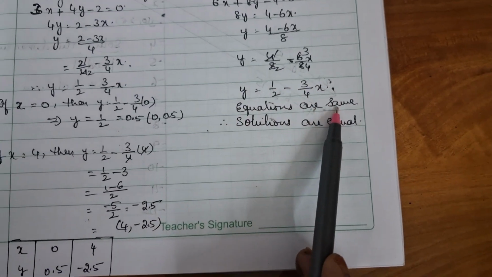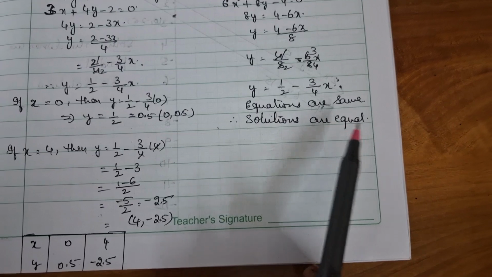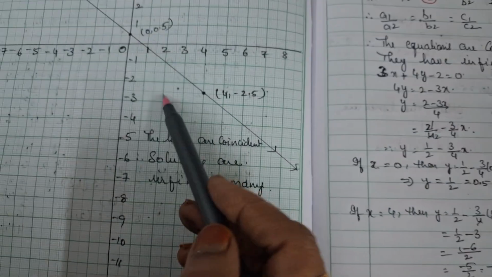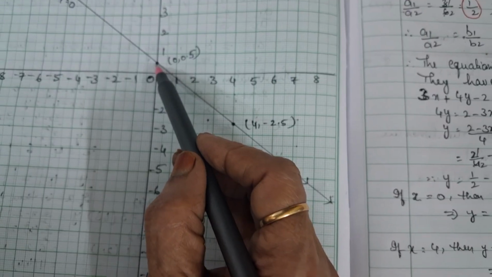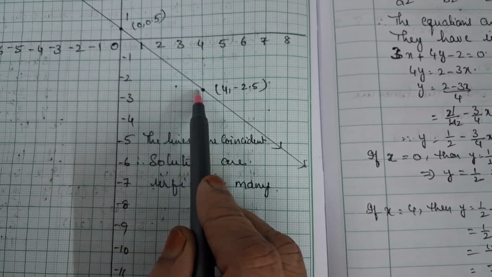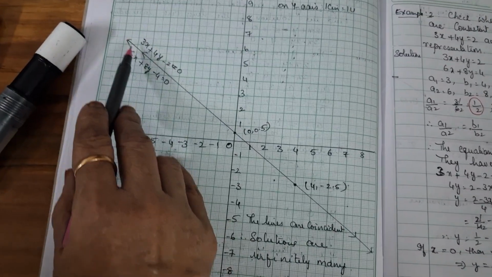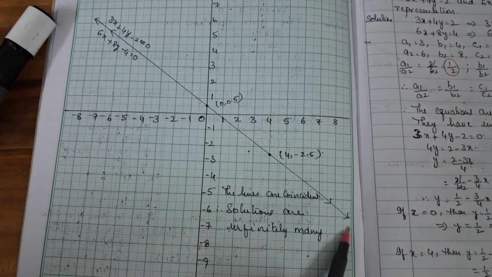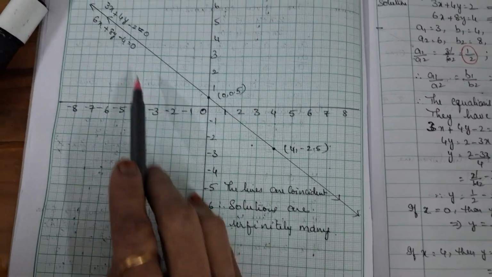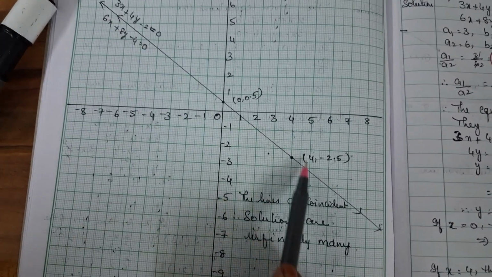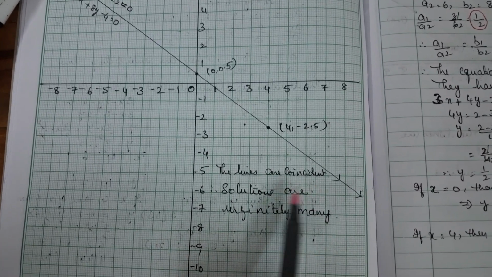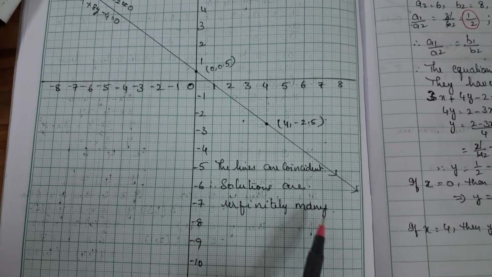That means the equations are the same, so the solutions are equal. That means the same solutions: 0 comma 0.5, and 4 comma minus 2.5. So this is the line that I have got. Since the other equation is also the same, we are getting another line upon it. So I have kept 2 arrows here, indicating 2 lines are there. The lines are coincident, so solutions are infinitely many.